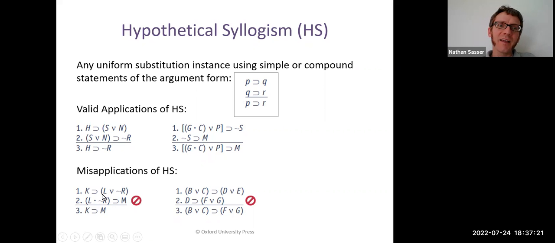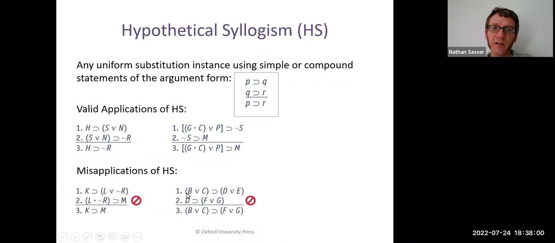Look at this. The consequent for line 1 is L or not R. The antecedent of line 2 is L and not R. They're different. So you don't have if P then Q, if Q then R. You've got if P then Q, if X then R. So you don't have a middleman Q that bridges the gap here. So if K then M doesn't follow. You've got to watch yourself. That Q has really got to be the same in both lines.